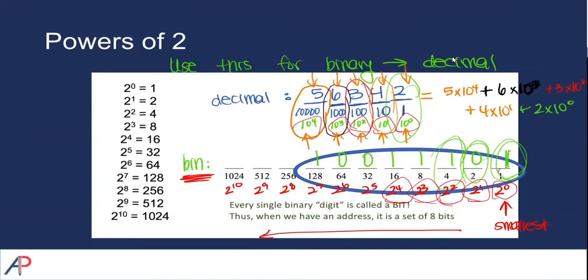So you always want to start from the right-hand side because that always represents your smallest place value. As you move to the left, your place value will be multiplied by a factor of your base. In this case, our base is 2, so it increases by a factor of 2. It doubles each time: 1, 2, 4, 8, 16, 32, and you just keep going.